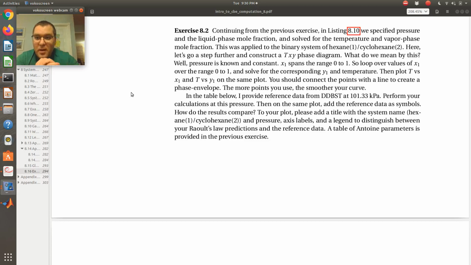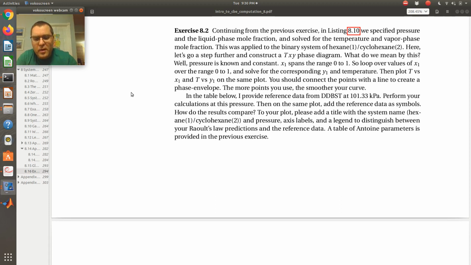All right, request to help out with exercise 8.2. So this is constructing a TXY phase diagram using Raoult's law. And so remember the challenge here is that we'll create this vector. So for TXY, pressure is known and constant.